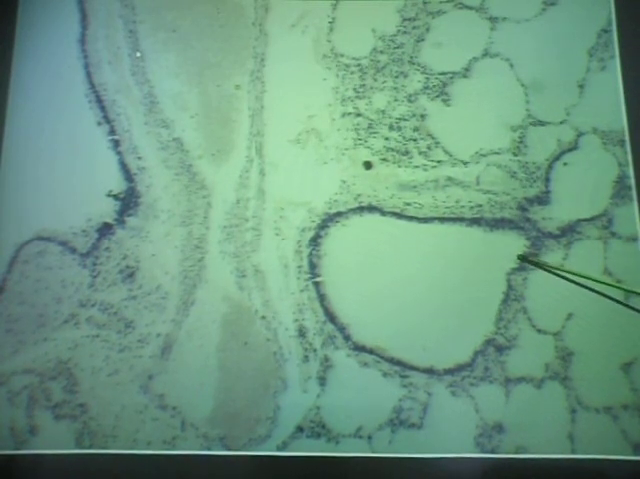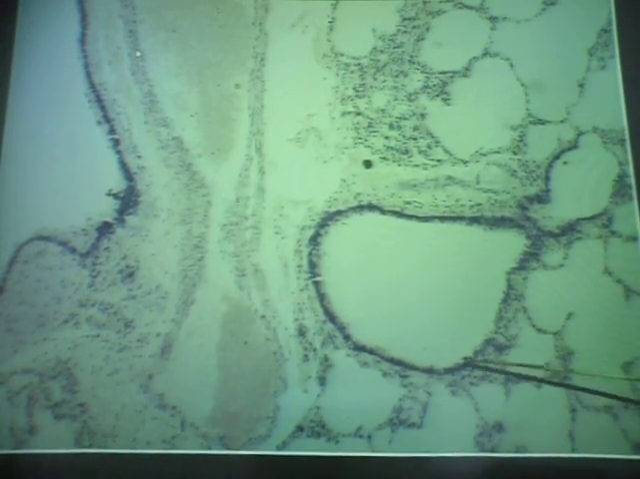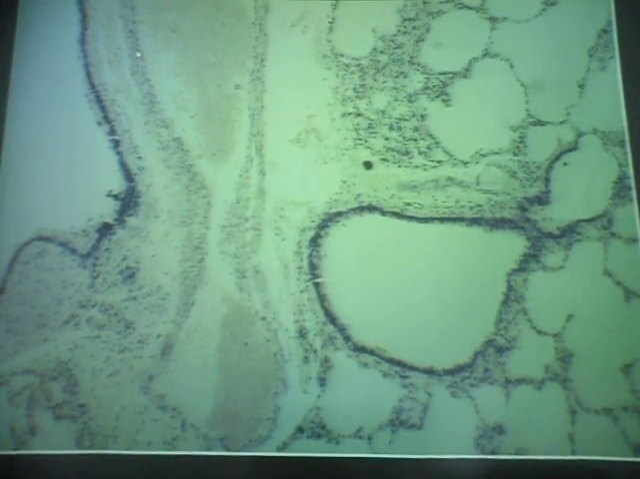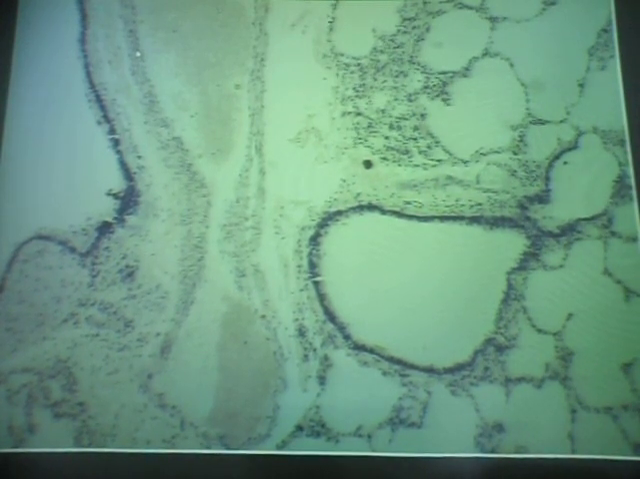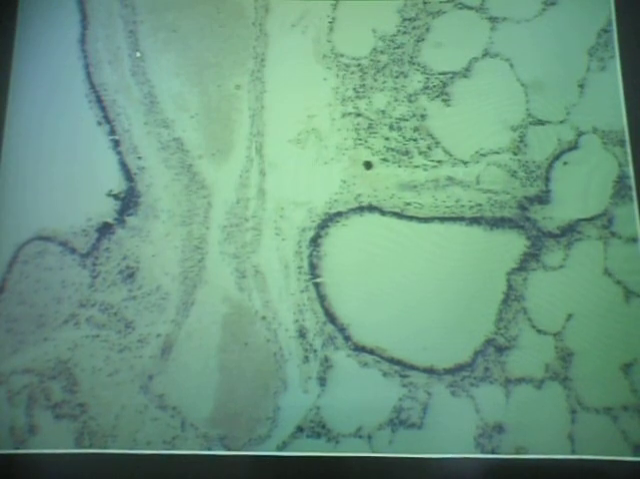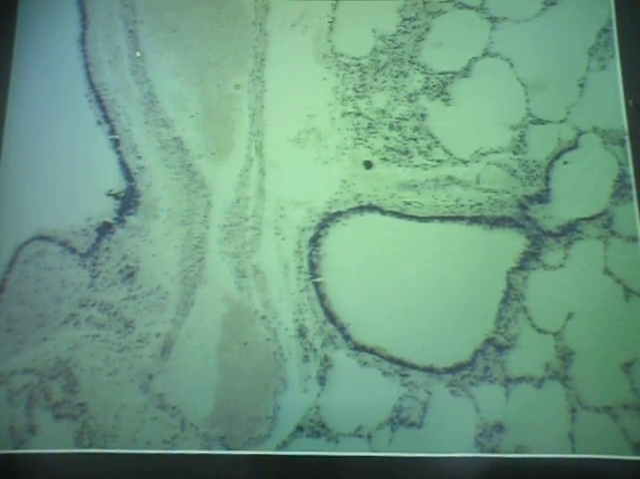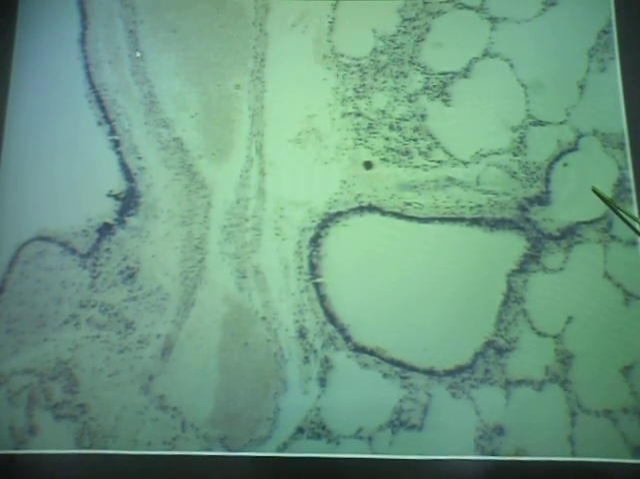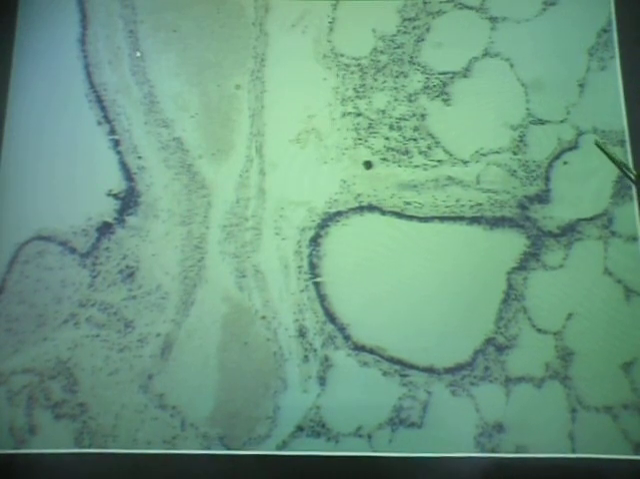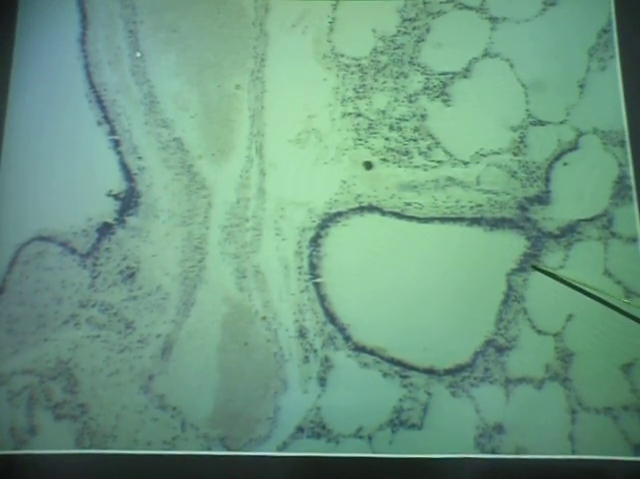This one, which is connected to it, does not have cartilage. Again, it's a bronchiole, but connecting to a respiratory bronchiole would be what? A terminal bronchiole. So this is the end of the conduction zone. This is the beginning of the respiratory zone. But again, the respiratory bronchiole will have one or more alveoli, terminal will not. Okay?